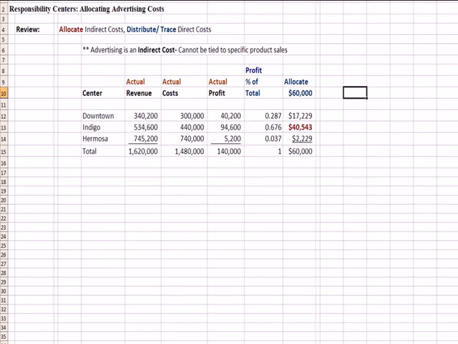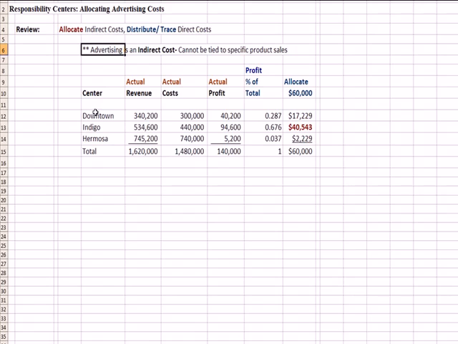What I've done here is flipped over to Excel and have an example of allocating advertising costs. Remember at the top that we allocate indirect costs like advertising, and we distribute or trace direct costs like direct material, direct labor. So denim for the blue jeans, labor costs to pay people to run the sewing machines. Those are traceable direct costs. We're talking about advertising in this next line here that is an indirect cost. And the reason it's indirect is that it can't be tied to specific product sales.